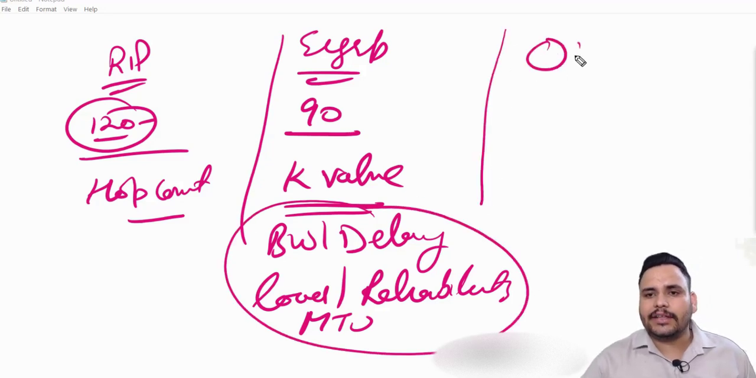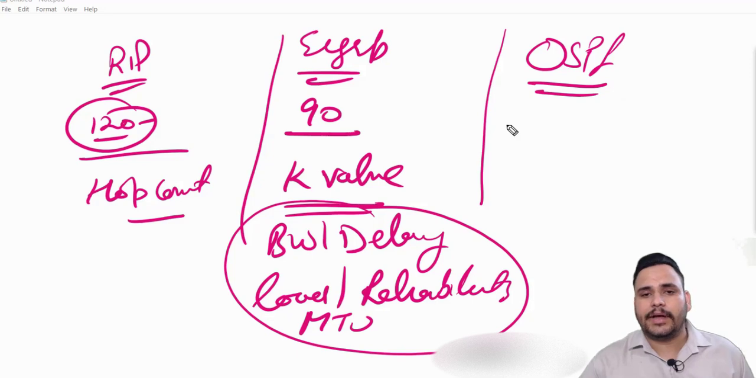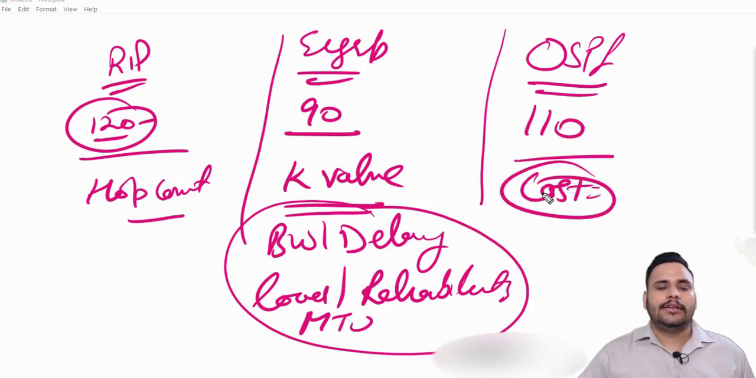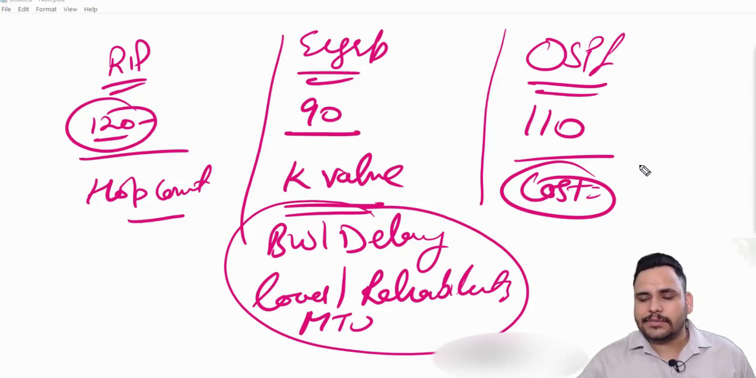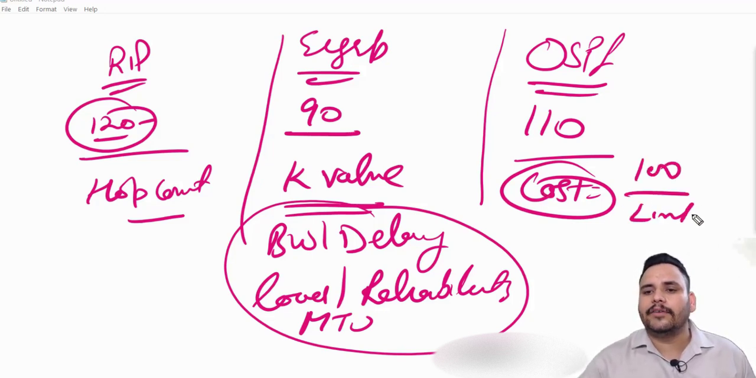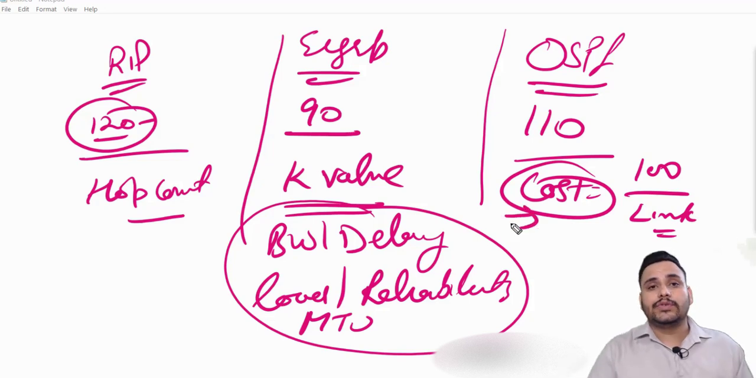And the third is OSPF, Open Shortest Path First. The AD value is 110 and cost is your metric. Cost is basically 100 divided by link bandwidth. So the path with the less cost will be chosen.